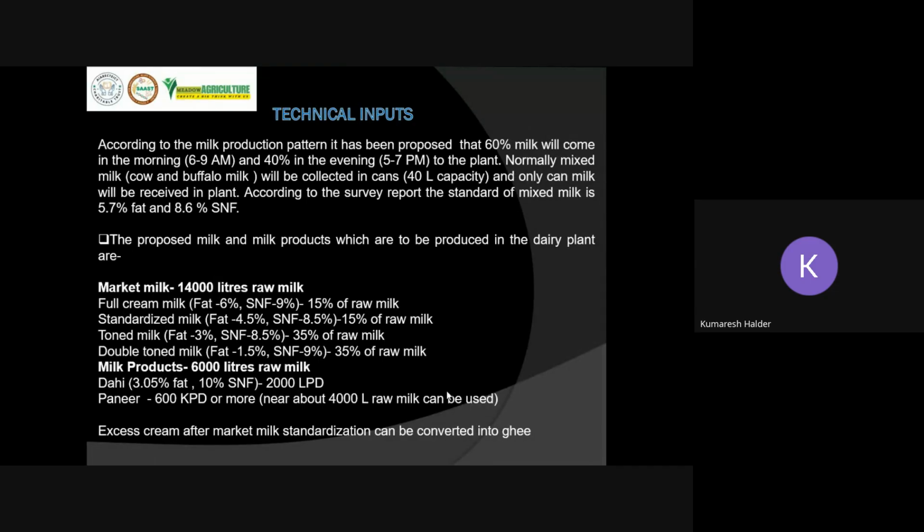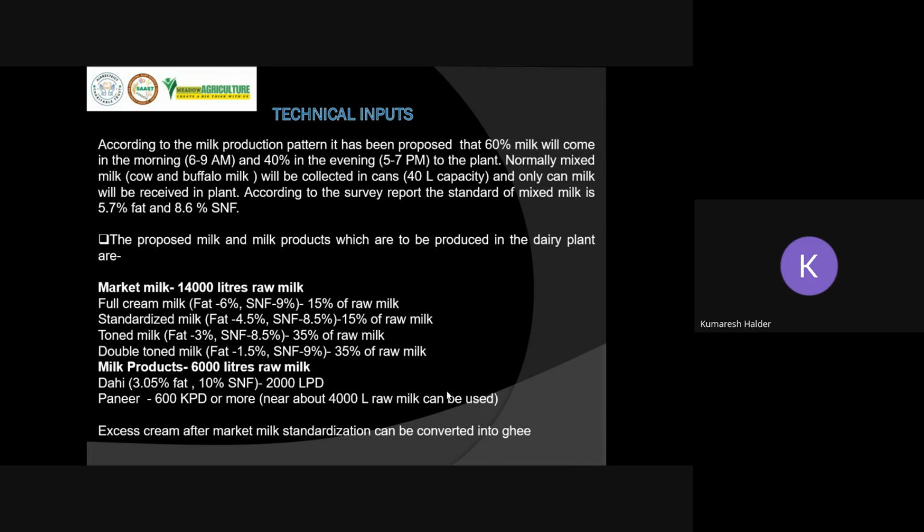The reception pattern means that we are going to receive in cans, or we are going to receive in tankers. Everything should be very clear. So the design should be as per that reception pattern. Then what kind of product are we going to propose? Here it is written, market milk.